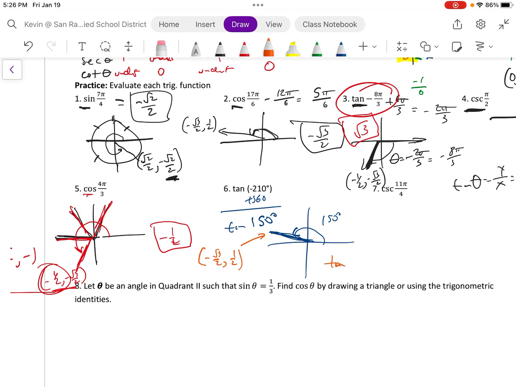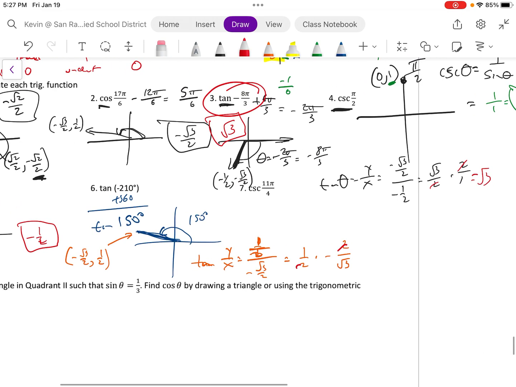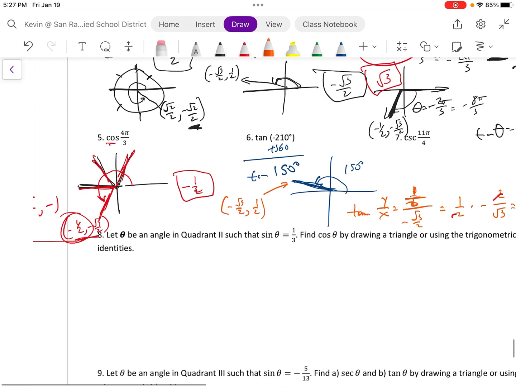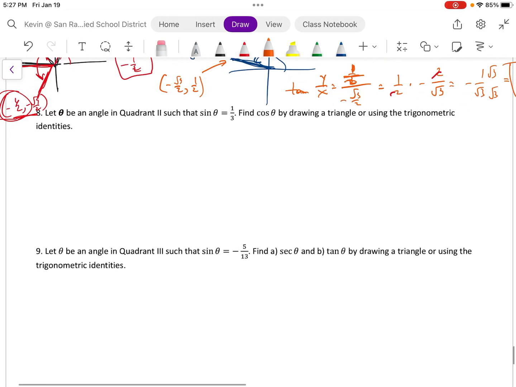Again, tangent is y over x. So we have 1/2 over negative root 3 over 2. So that's 1/2 times negative 2 over root 3. The 2's cancel out. That gives me negative 1 over root 3. We're going to rationalize it, so multiply the top and bottom by root 3. Negative root 3 over 3. Okay, this one we did in class, I think just recently.